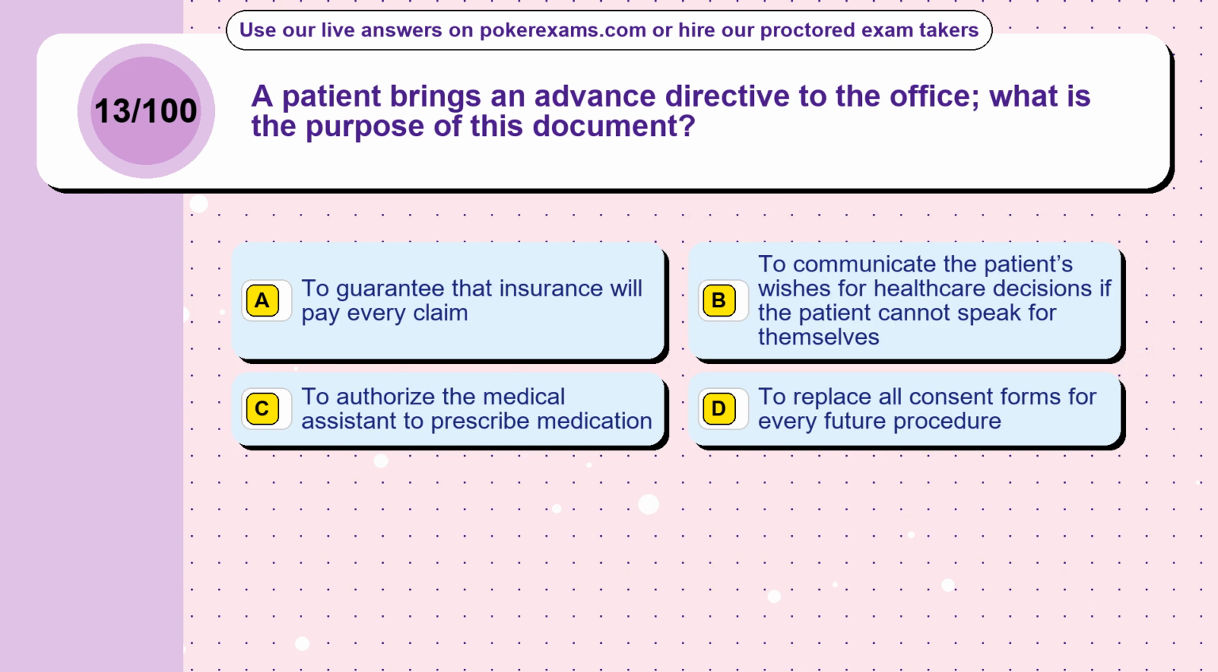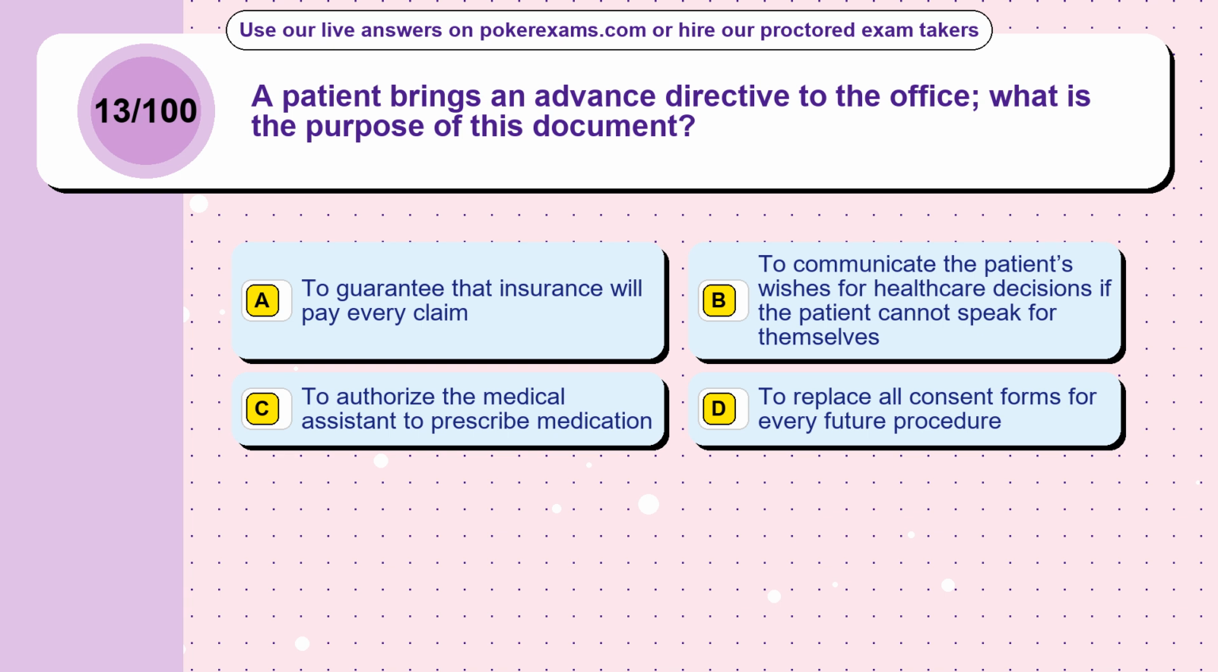Question 13. A patient brings an advance directive to the office. What is the purpose of this document? Option A. To guarantee that insurance will pay every claim. Option B. To communicate the patient's wishes for healthcare decisions if the patient cannot speak for themselves.